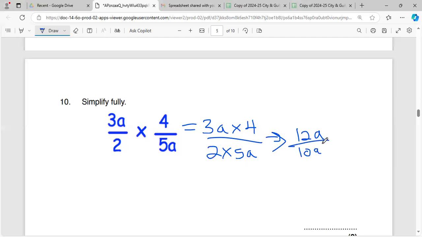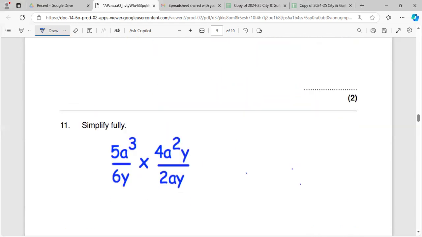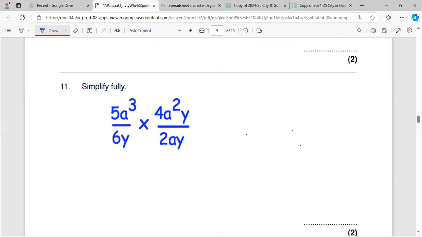So guys, right away we can see that the a was going to cancel itself, right? And of course, we have 12 over 10. We can divide both by 2. So that's 6 over 5. Very nice question, though. All right, let's see how many marks. 2 marks. All right, this one now is a little bit more complex.